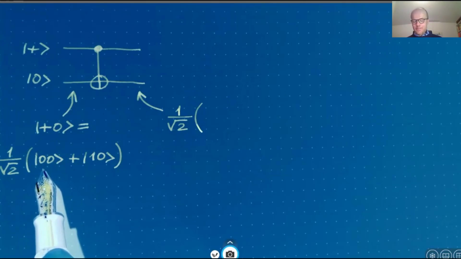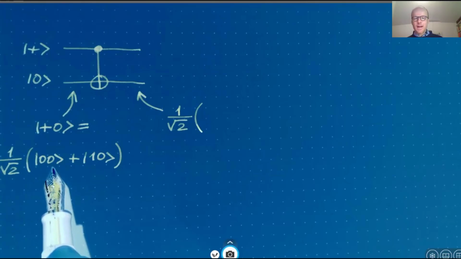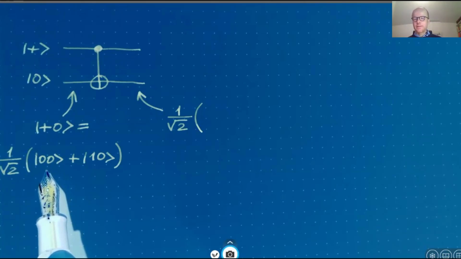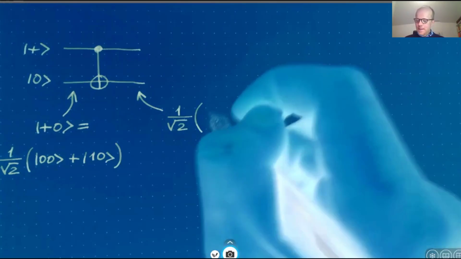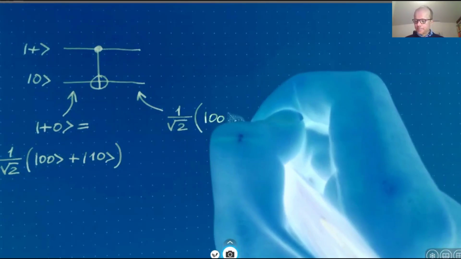Now, what does the C0 do? The control qubit is 0. And therefore, the target qubit is not flipped. And therefore, the C0 doesn't do anything on the state 0, 0. This remains 0, 0.